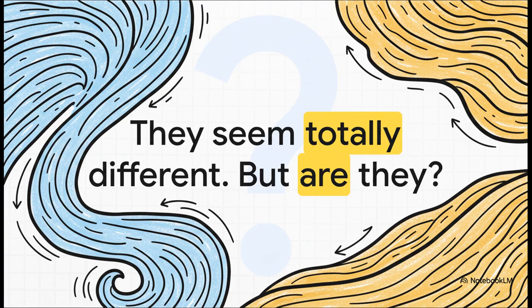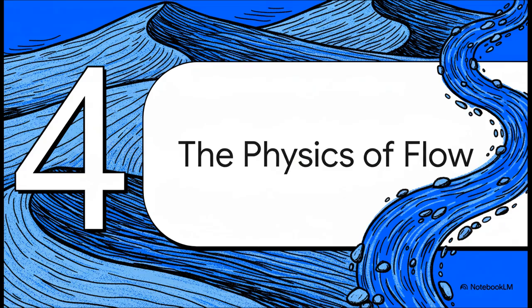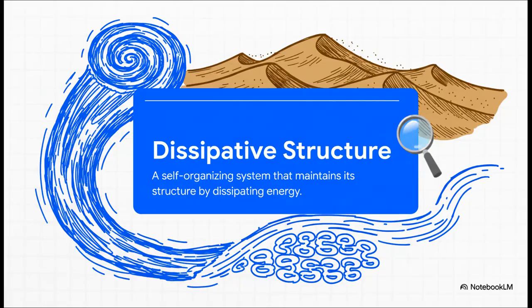But what if that's just an illusion, a trick of our own human perception? What if, when you dig down into the physics, you find out they're both playing by the exact same rules? To answer that, we've got to talk about the physics of flow. And this is where it gets really cool, because it turns out that both systems, the sand dunes and the rivers, they belong to the very same category of physical structures. They're both what scientists call dissipative structures.